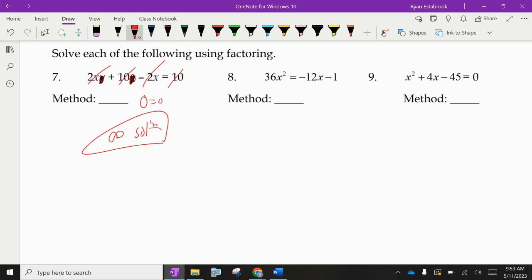All right, so number 8. Number 8's a better one. Go ahead and copy it down. Goal here is to solve it. To solve it, we're going to factor it first.